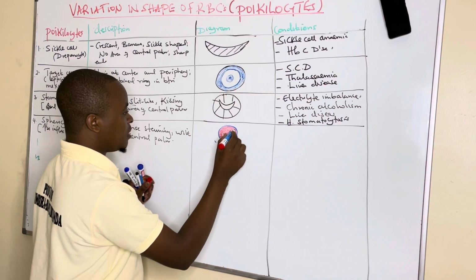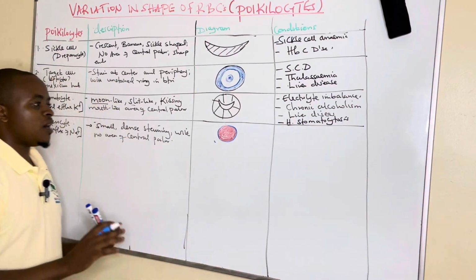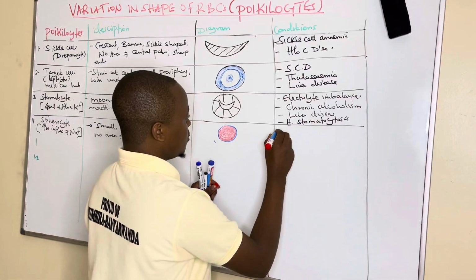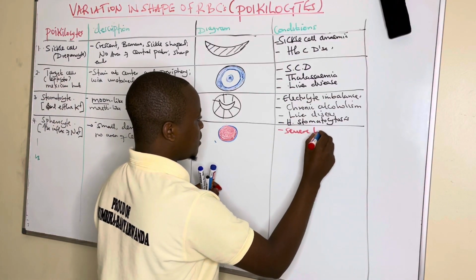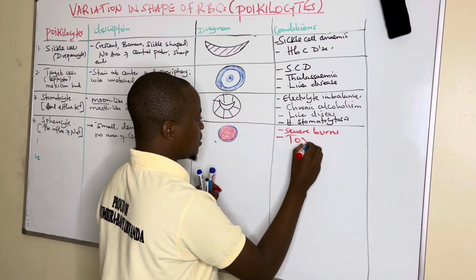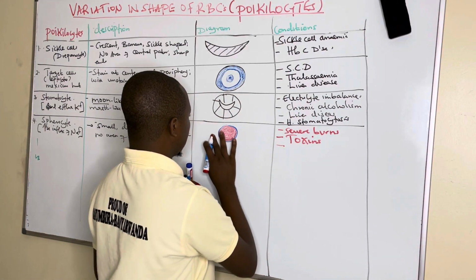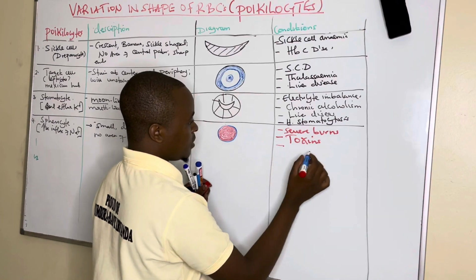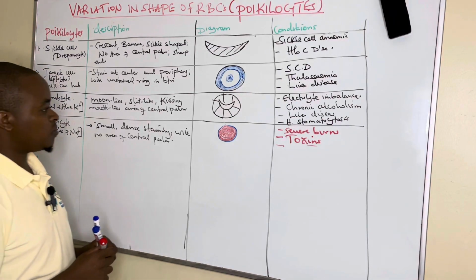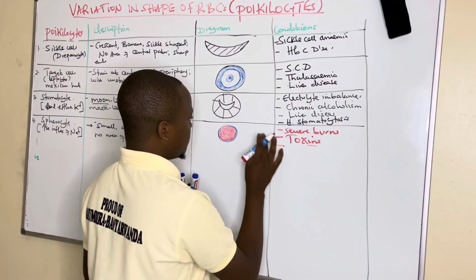The stain is deep pink or dense pink with no area of centropela, and very small in size, seen in severe burns. You can see this one in toxins. We can see this spherocyte in toxins and severe burns. We can see spherocytes being formed, and also in hemolytic anemias.